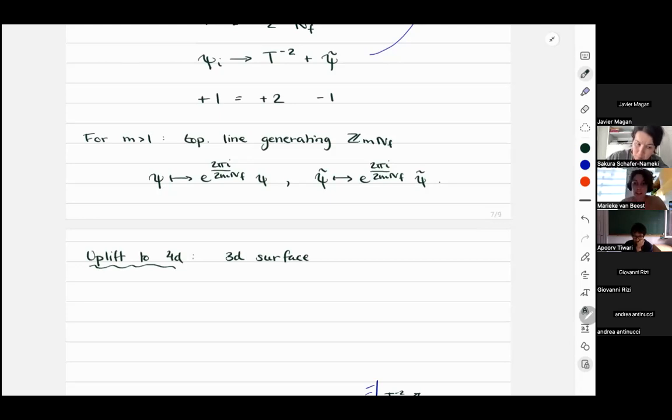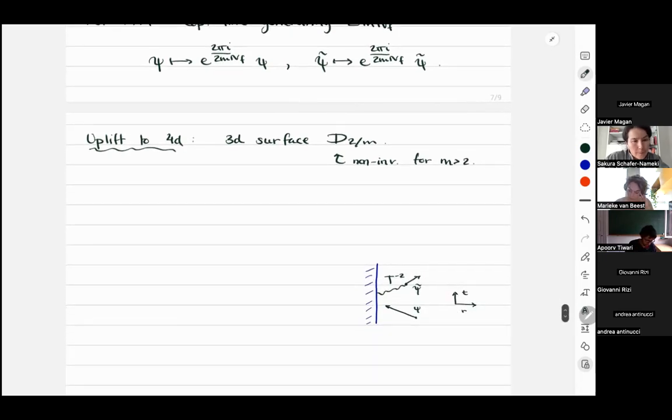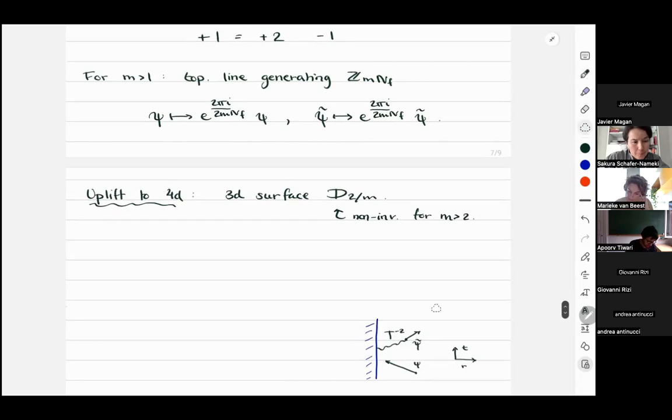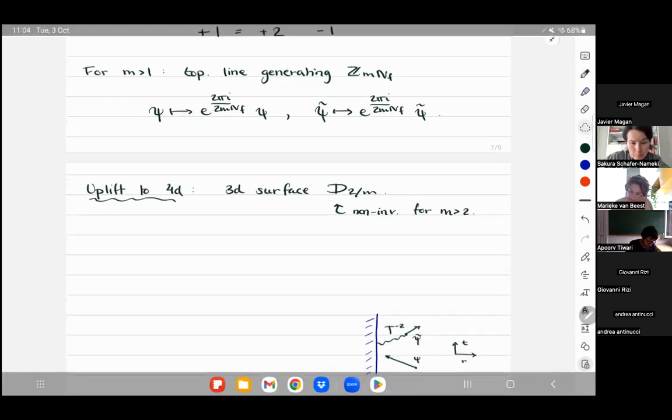And the action on the fermions is such that this 3D surface has to be D2 over m. And D2 over m, we see is non-vertical for m greater than 2, actually. Okay. So, oh, this picture belongs up here. This one.